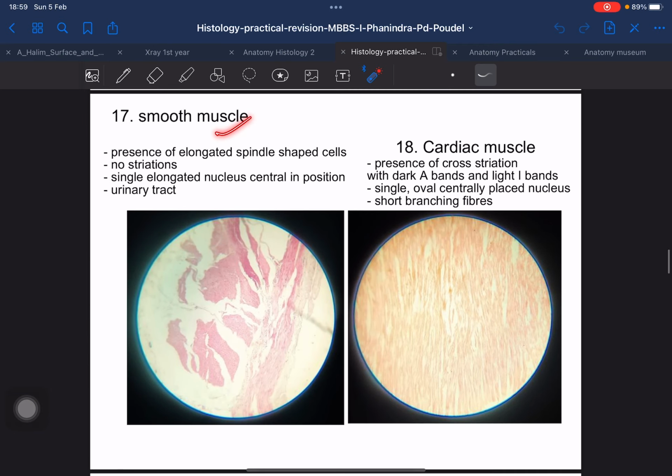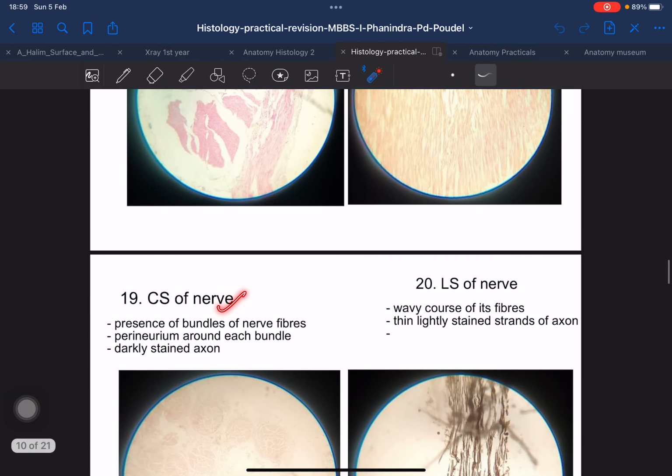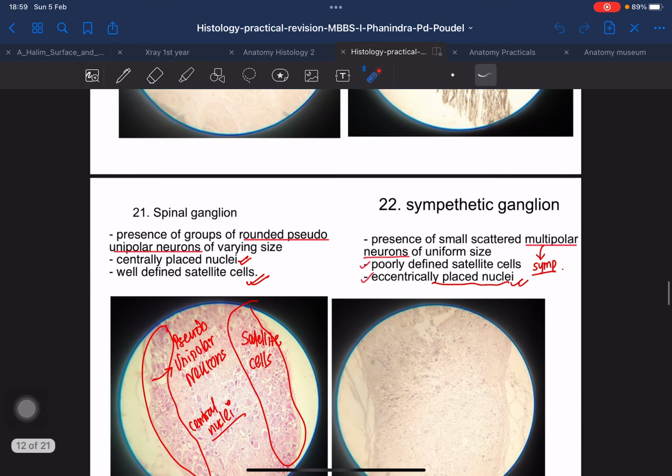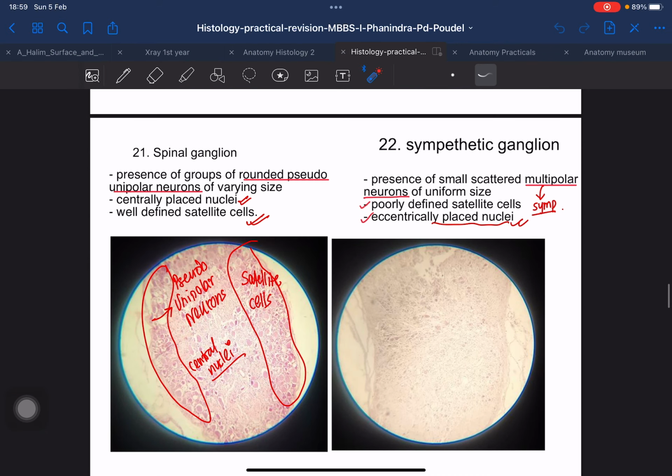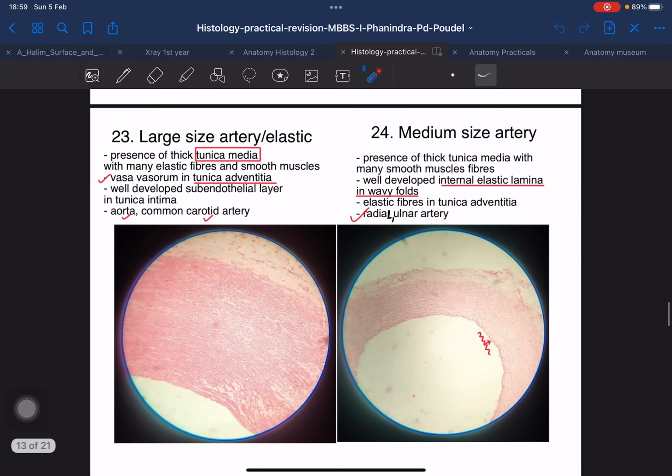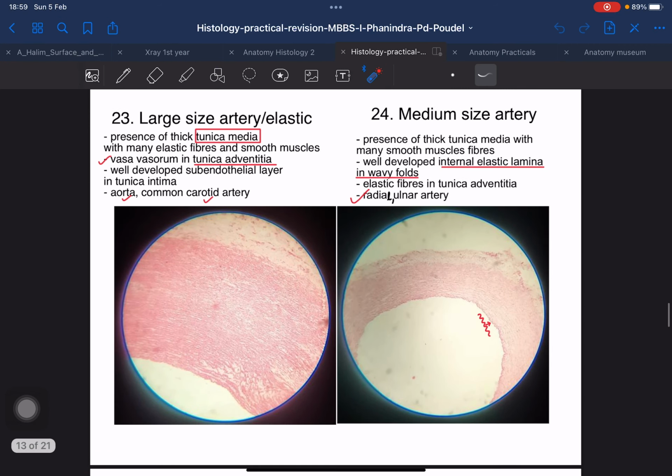Don't confuse between smooth muscle, cardiac muscle, and the CS of the nerve as well. And this is the most confusing section: the spinal ganglion and the sympathetic ganglion. Have a very clear look. Satellite cells are present in the spinal ganglion, whereas they are absent in the sympathetic or autonomic ganglion. See at the corners, what we can see here are the satellite cells, which are absent in the sympathetic ganglion. So make your own kind of mnemonics, or however you would like to remember it.